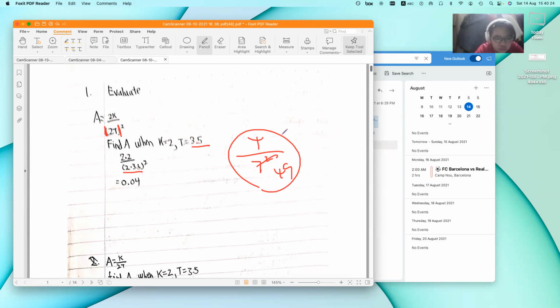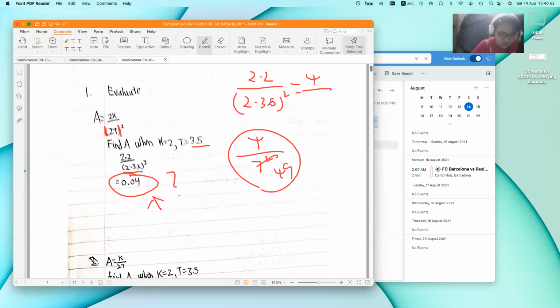Is it 0.04? 0.08. Now how come you get 0.04? Why you skip step? Whenever people have this, you know their next step is always what? 2 times 2, 4. And then what? 2 times 3.5 is 7 squared. So they should show this step before they go and write the answer. Right? Where is this step? Where is this step?